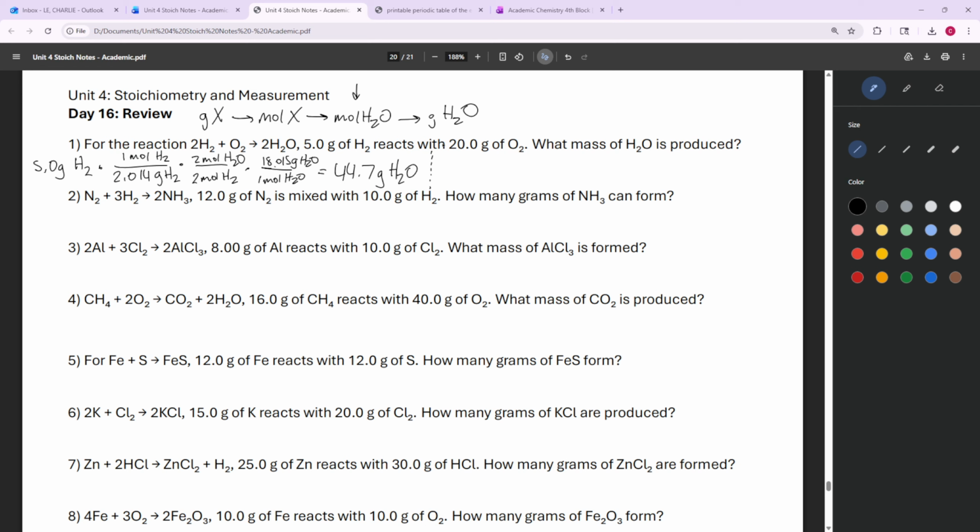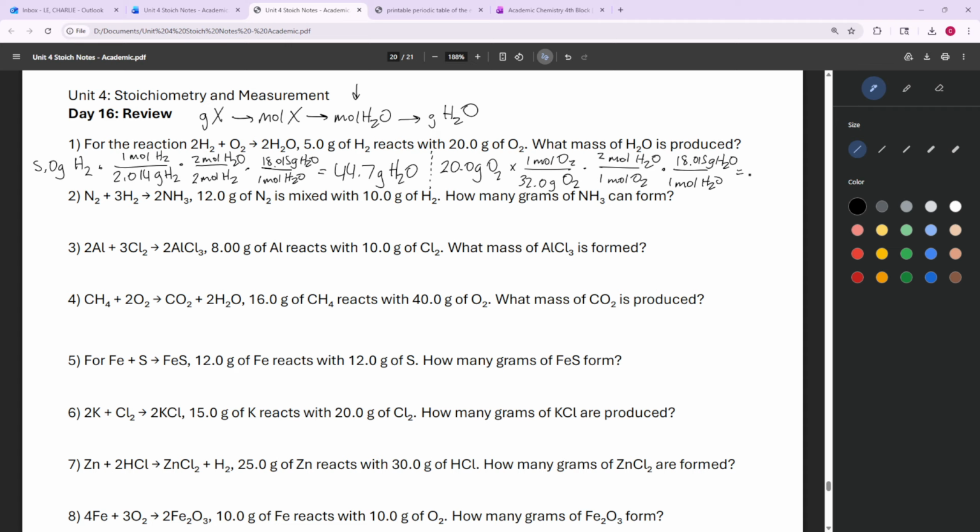On the other hand, if we take a look at our oxygen, 20.0 grams of oxygen, maybe this one is limiting, so we've got to calculate it the same way. So 32 grams of oxygen per mole of oxygen. Then it's a 1 to 2 ratio this time, 1 mole of oxygen for every 2 moles of water. And then finally times 18 grams. So 1 mole of water is 18.015 grams of water.